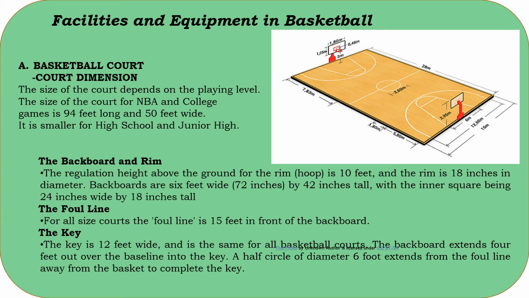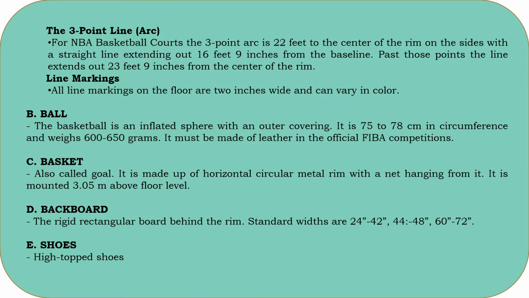Okay, so those are some of the dimension in basketball court. The 3-point line are line markings. All line markings on the floor are 2 inches wide and can vary in color. Of course, we have also another equipment, the ball. The basketball is an inflated sphere with an outer covering with a measurement of 75 to 78 cm in circumference and weighs 600 to 650 grams.